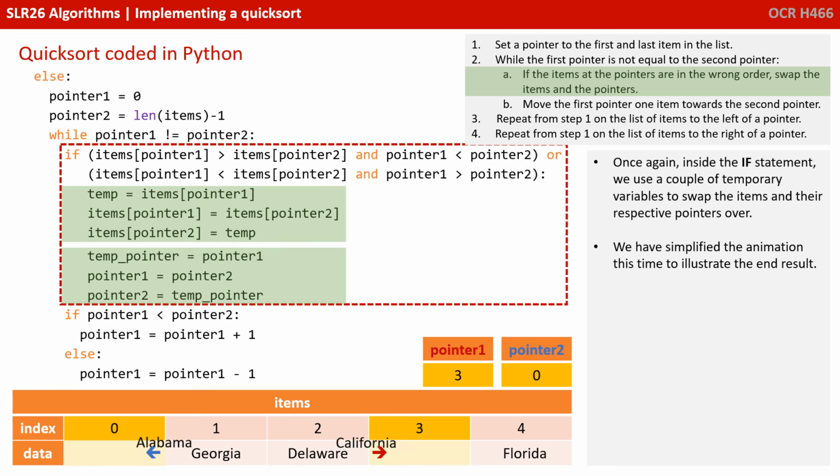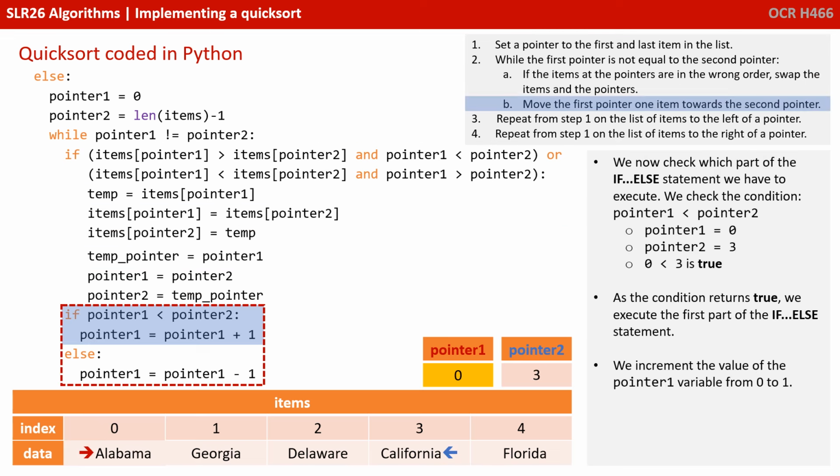Once again, inside the if statement, we use a couple of temporary variables to swap the items and their respective pointers over. We've simplified the animation this time just to illustrate the end result, but don't forget we'll be using the temporary variables. We now check which part of the if-else statement we have to execute. We check the condition pointer 1 is less than pointer 2, or 0 is less than 3 is true. As the condition returns true, we execute the first part of the if-else statement, and we increment the value of pointer 1 variable from 0 to 1.